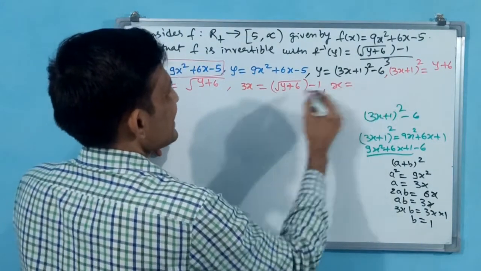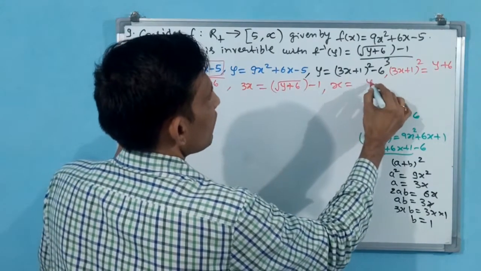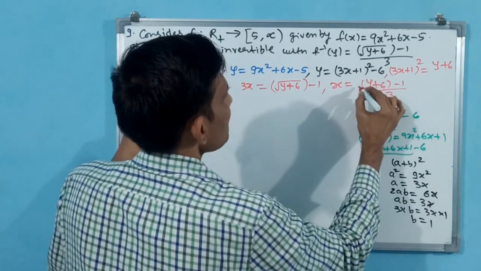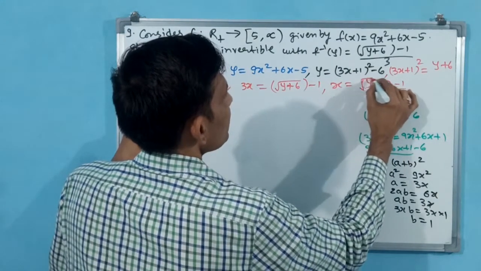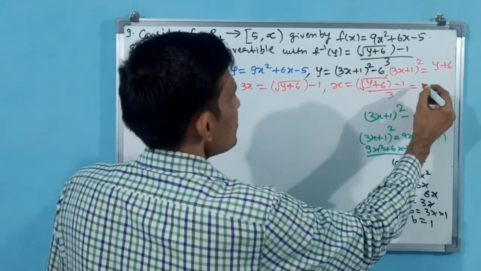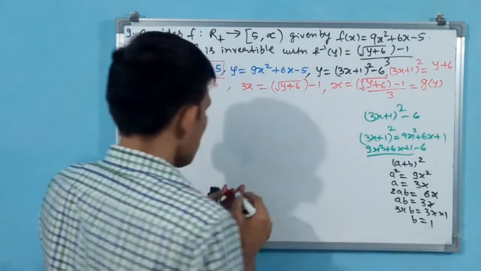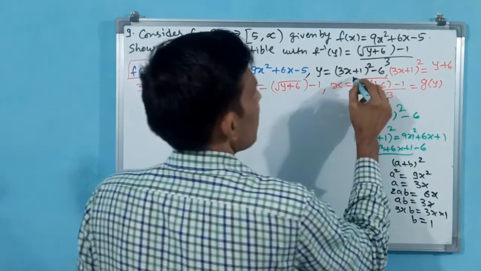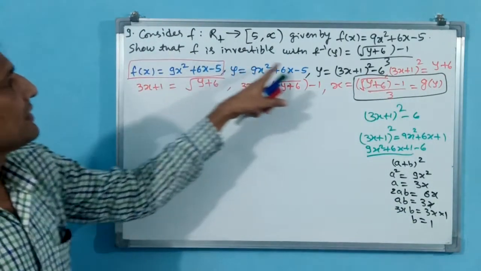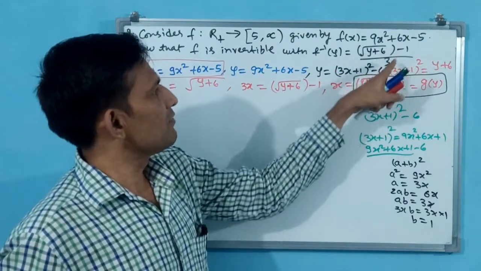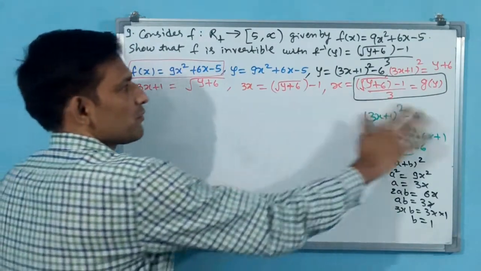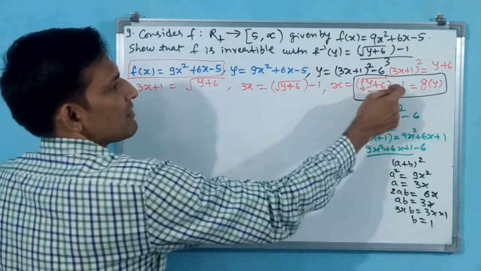Now you write x equals square root of y plus 6 minus 1, divided by 3. Sorry, this y plus 6 is under root. This is equal to g of y. We will make one box like this because we don't have space. Now you compare with what he is asking, f inverse of y, which is square root of y plus 6 minus 1 by 3. Same thing. That means if we show GOF is equal to x and FOG is equal to y, automatically g of y will be the inverse.